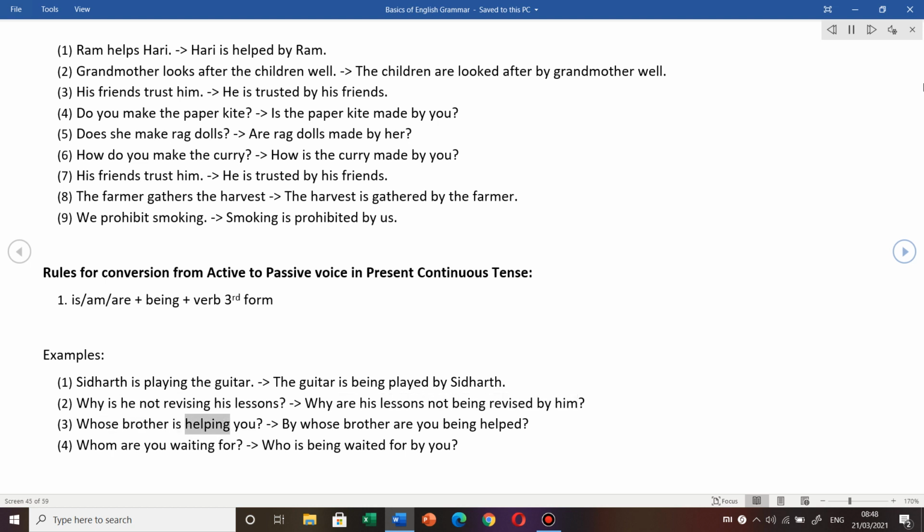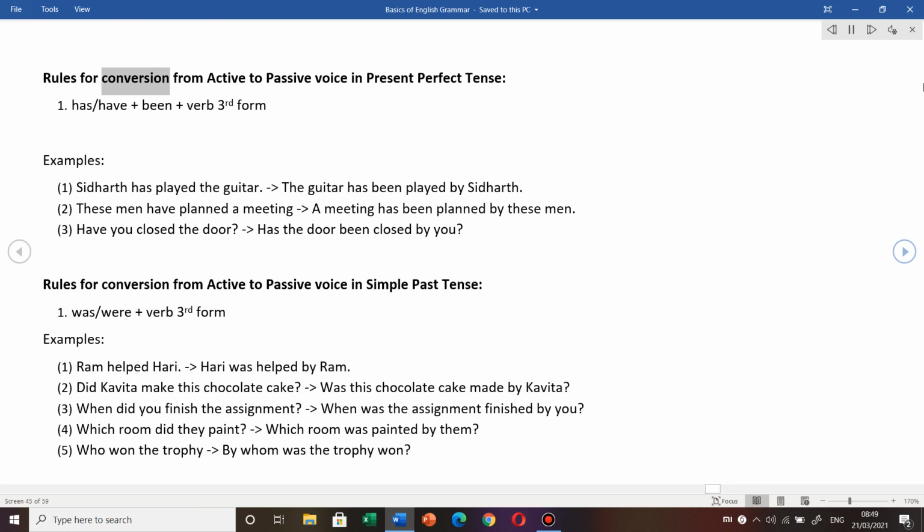Whose brother is helping you? By whose brother are you being helped? Whom are you waiting for? Who is being waited for by you? Rules for conversion from active to passive voice in present perfect tense. Has/have plus been plus verb third form.